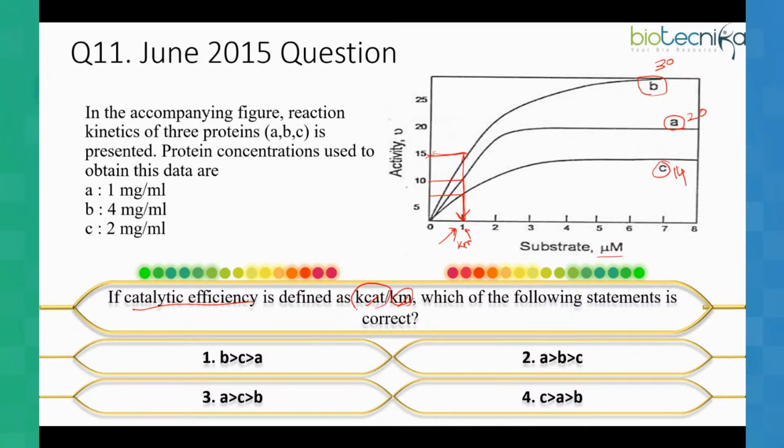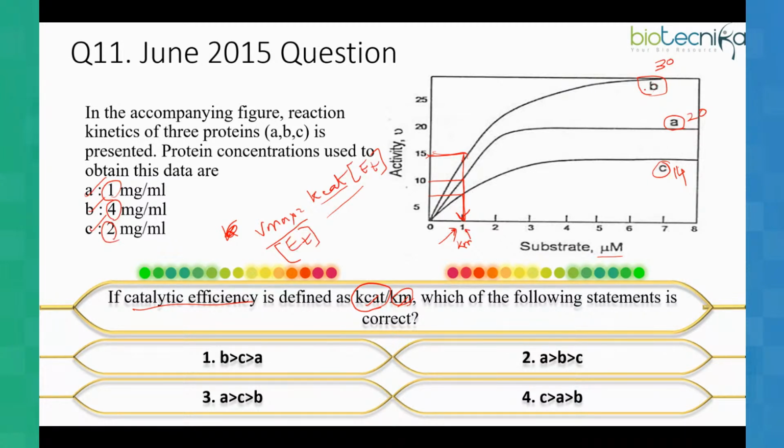Which means you have to just compare their kcat value. You have to put their kcat values in sequence. So what is the formula of kcat? You would know that Vmax is equal to kcat into Et. This is a very useful formula. We use it for many numericals also. So what will be kcat? Bring the Et here. Kcat will be Vmax by Et. And Et means protein concentration, which is already given. You just have to put it in respectively for all of them.